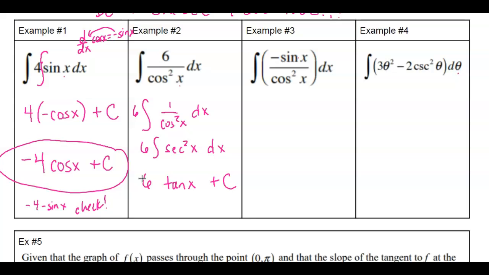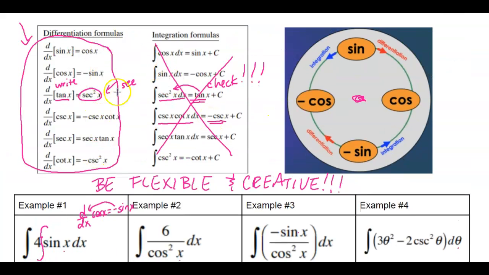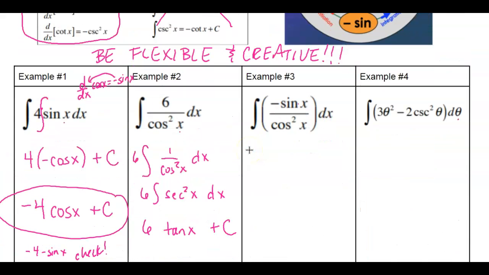Ooh, I definitely know I don't have anything with a sine and a cosine on it. So we're going to get a little creative. I'm going to have negative, and I can think of that as sine all over cosine times cosine. And I could put like a little 1 here.